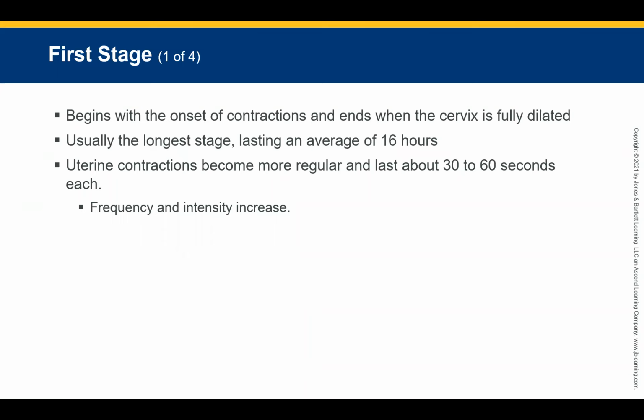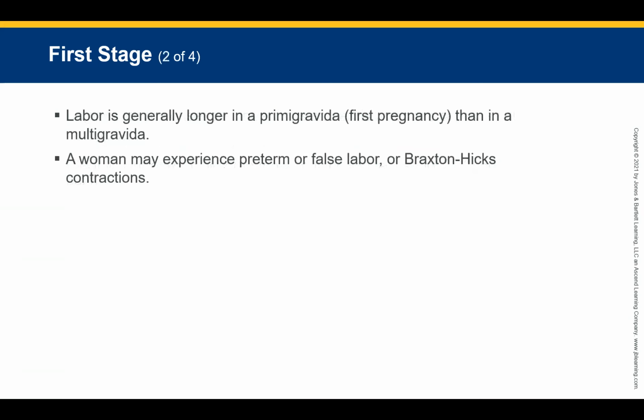All right, let's continue. Labor is generally longer in a primigravida than in a multigravida. A woman may experience premature or false labor, what we call Braxton Hicks. I looked at this earlier and I don't remember if it breaks down what prima and multi mean, but if it doesn't, I will go into detail about that.